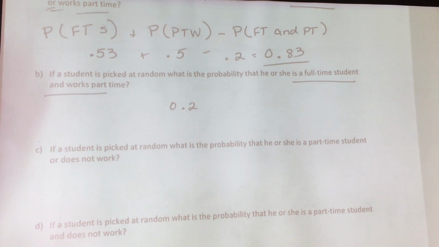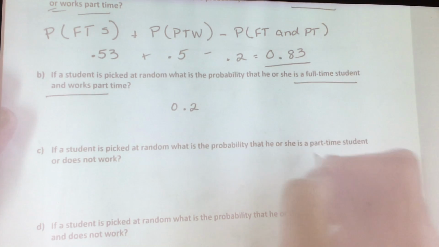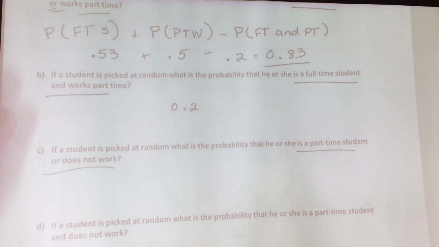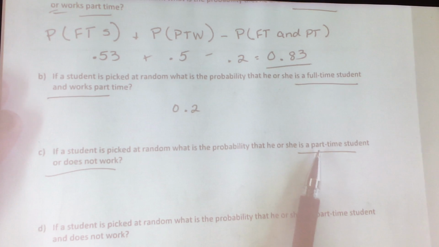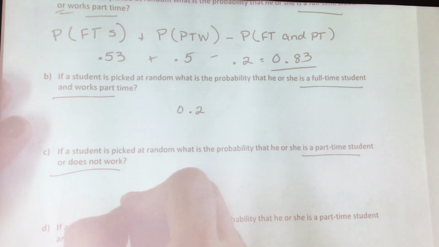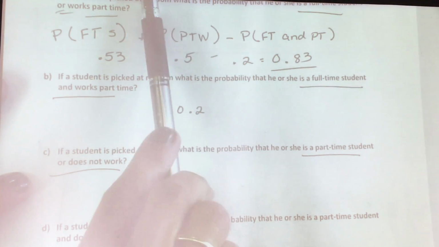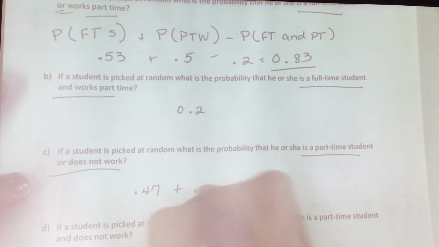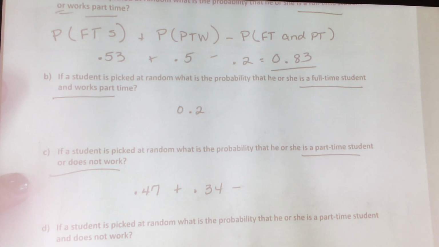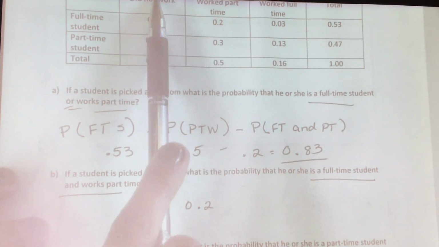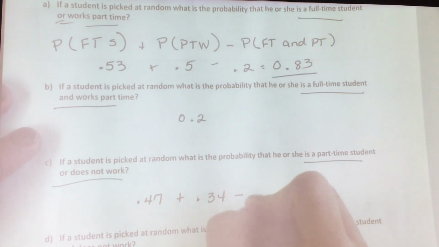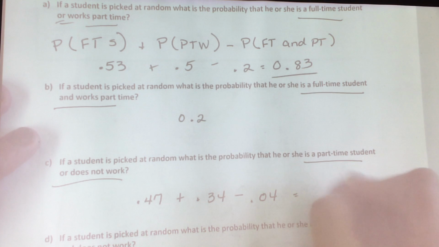If a student is picked at random, what is the probability that he or she is a part-time student or does not work? So here you're going to find the total of part-time student. So the part-time student is a total of 0.47 plus the probability that he does not work. So here probability that he does not work, and that is 0.34 minus the intersection of both part-time student and does not work is 0.04. So minus 0.04. And doing that calculation, your answer is 0.77.